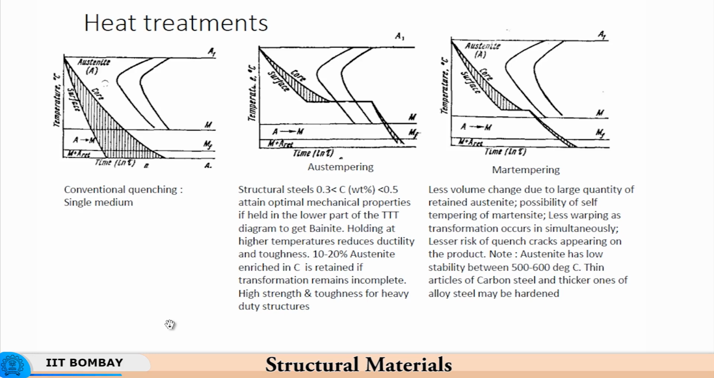Here what happens is, since the single medium has a certain rate of heat removal, the surface cools much faster than the core, and so you have to take care that the core does not enter into this, so that you have the entire cross section being converted to martensite to the extent possible. Again, here we see surface and core hardening, cooling at different rates, and then they are held for some time, and then they are cooled down.